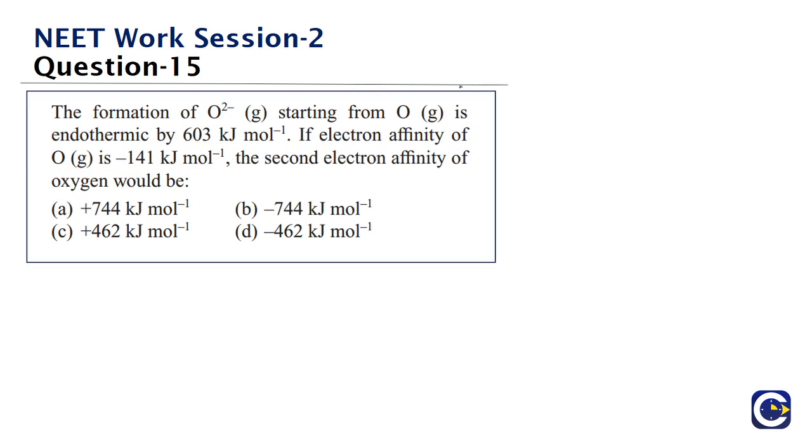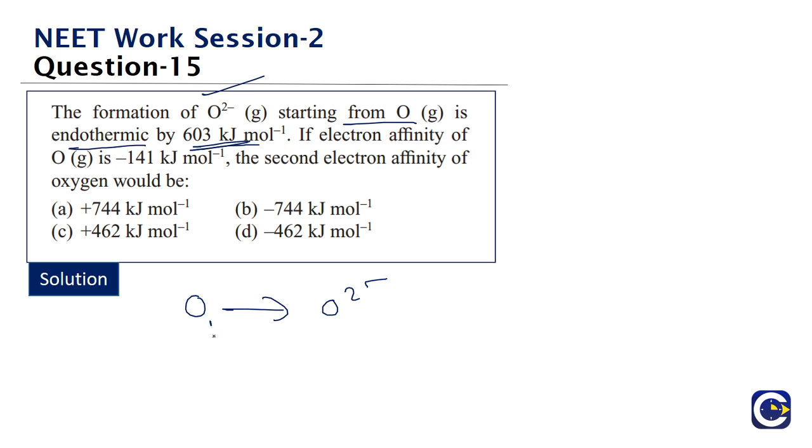Next we have a question again based on the energy interactions. The formation of O2 minus starting from O is endothermic by 603 kilojoules. Means if we are forming O2 minus from oxygen, obviously we will be giving 2 electrons. So for this, what is the overall energy change? 603 kilojoules. We can see this is positive, means the net energy is actually absorbed.